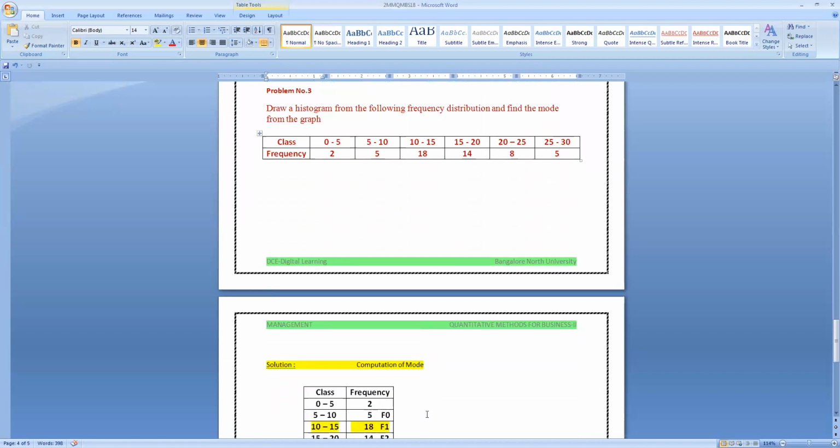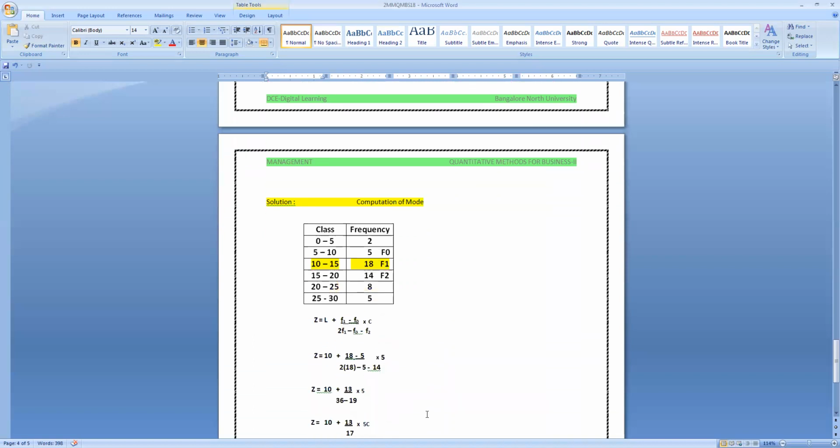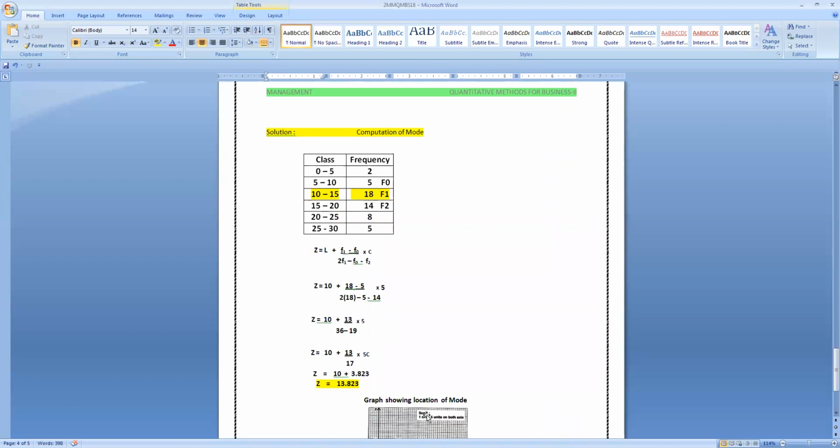Let us see the third question. We have to draw a histogram from the following frequency distribution and find the mode from the graph. The class intervals are 0 to 5, 5 to 10, 10 to 15, 15 to 20, 20 to 25 and 25 to 30. Frequency values are 2, 5, 18, 14, later 10. Among these, the highest frequency is F1, that is 18, the preceding number F0 is 5, and the succeeding number F2 is 14.